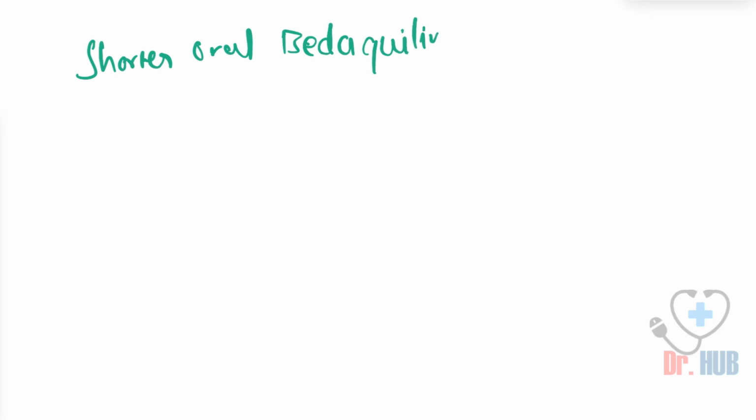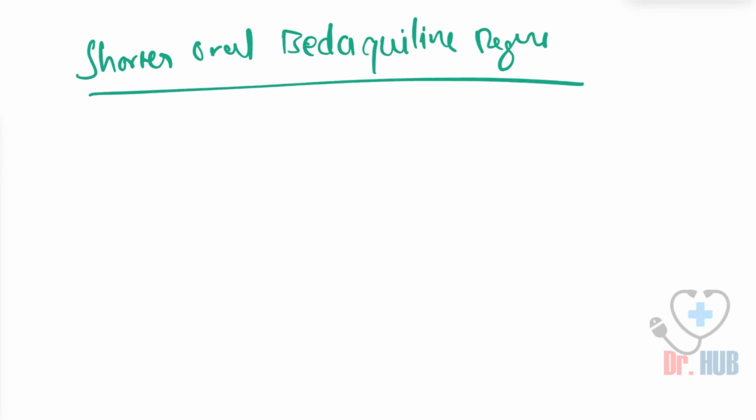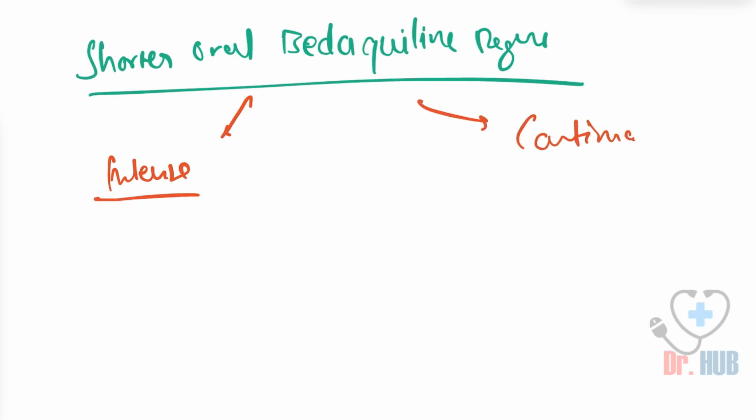Next, moving on, we look at the shorter oral bedaquiline regimen. Under this, it includes two phases. It has something known as the intense phase, and there is something known as the continuation phase. So what does this intense phase include? The intense phase includes levofloxacin, and then there is also the bedaquiline.